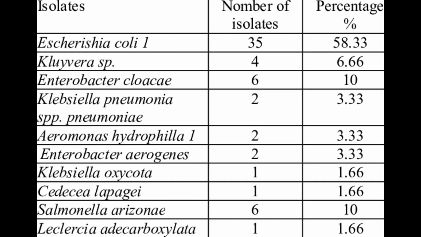For Citrobacter freundii, the TSI is A over A, gas positive. The LIA reaction is K over A. Indole is negative, MR is positive, VP is negative, citrate is positive, LDC is positive, ODC is negative, ADH is variable, and H2S is positive.